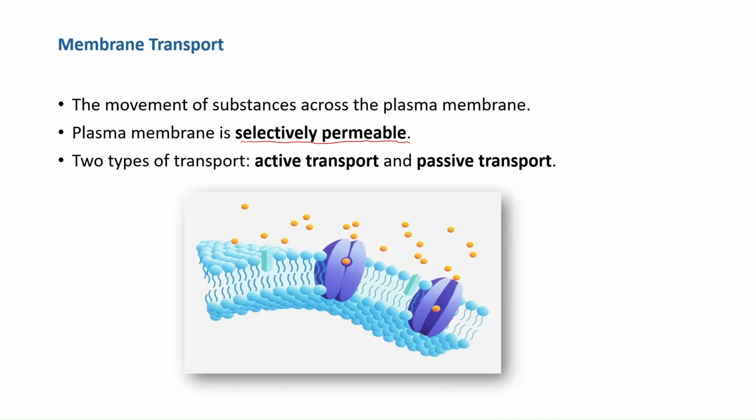Now, there's two different types of transport. Active transport means it requires energy. If you're going to be transported in your car, it requires energy, right? You have to burn gas to do that. In this particular case, since we're talking about cells, it's going to be ATP. And then you have passive transport, where no energy is required. And we're going to be looking at the different types of both of them. Okay?